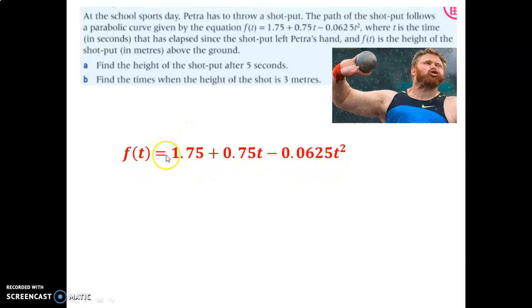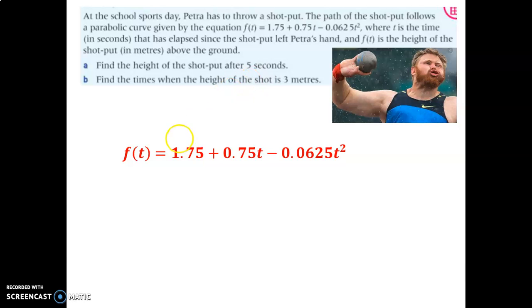So here's the equation we are given, where t is the time in seconds, so what would normally be the x value, or the horizontal axis, that's our t value. That's the time in seconds that has elapsed since the shot put left Petra's hand. F of t, right here, which would be like our y value, or our vertical axis, that represents the height of the shot put in meters above the ground. Question A, find the height of the shot put after 5 seconds.